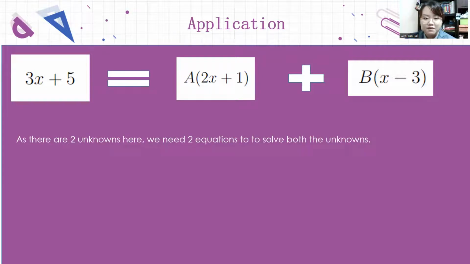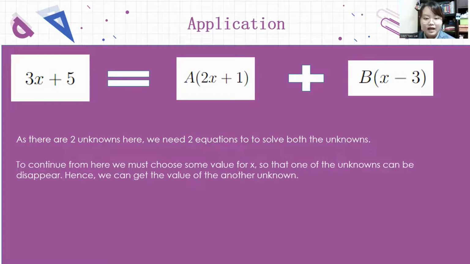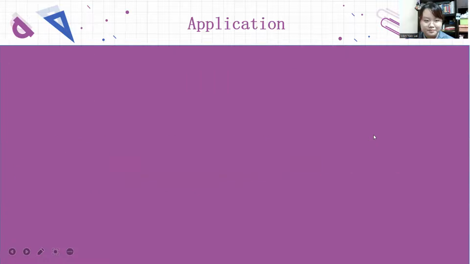As you can see, we have two unknowns, A and B, here. So we need two equations to solve for both of these unknowns. For that, we need to choose very nice x values so that we can cancel out one of the unknowns and solve for the leftover unknown. Here we can let x be 3 or x be negative 1/2.